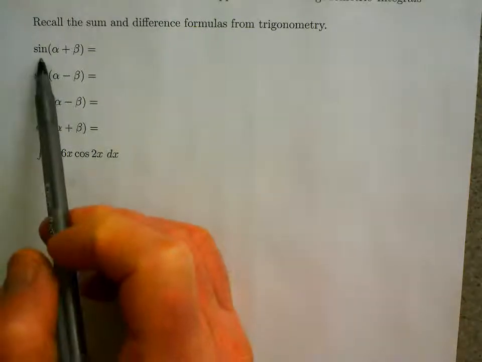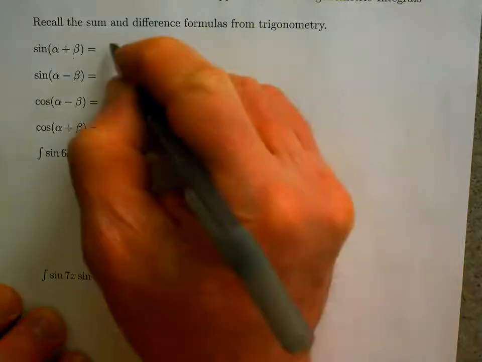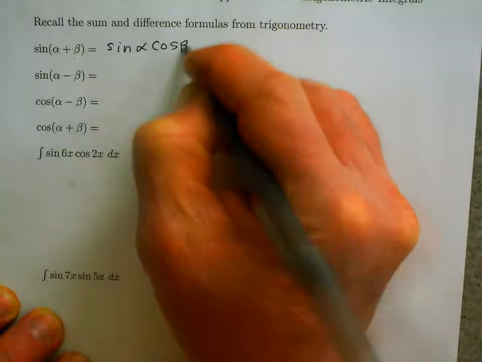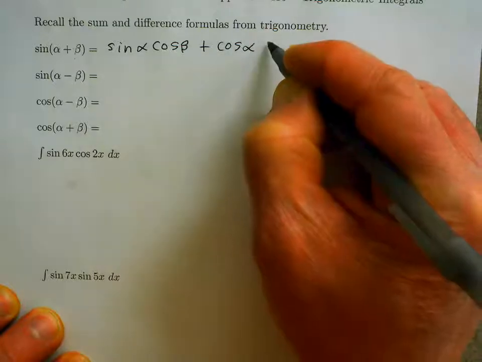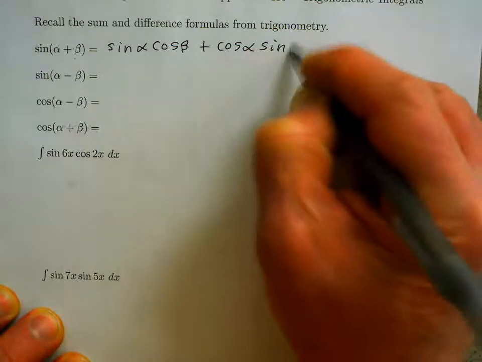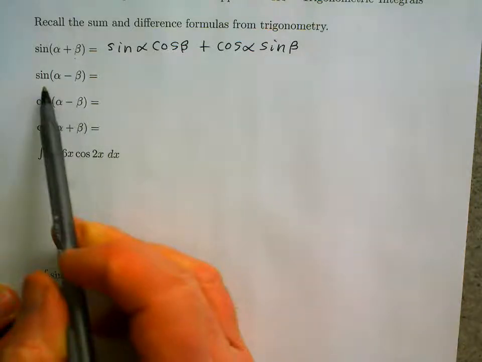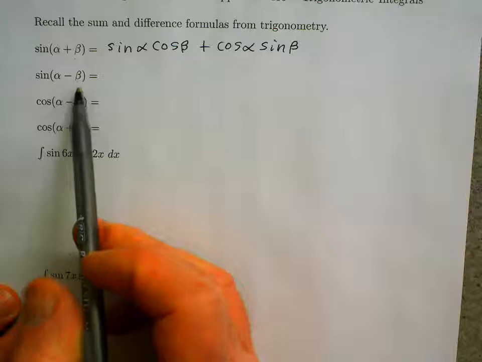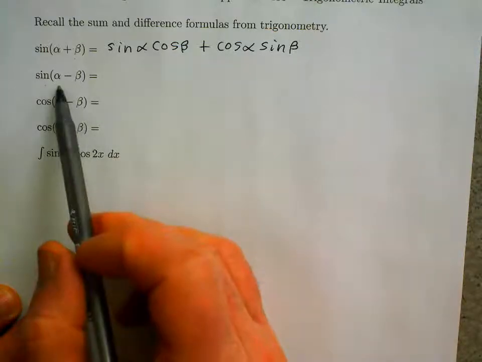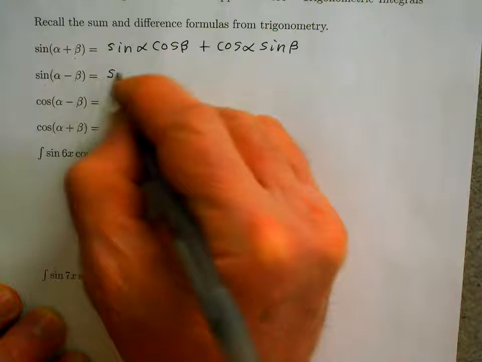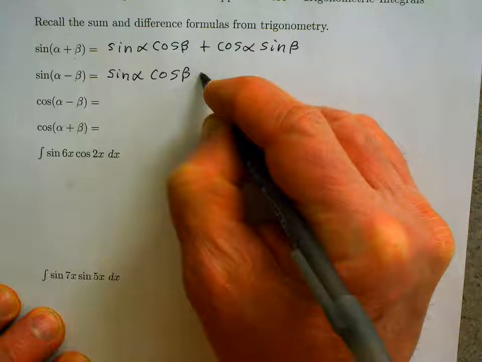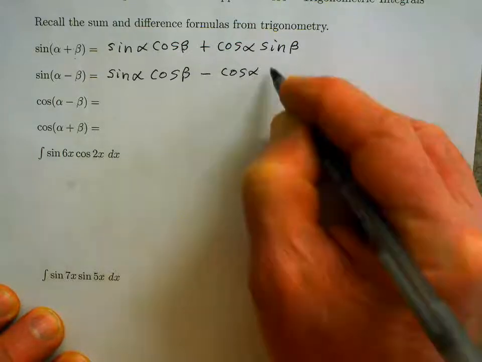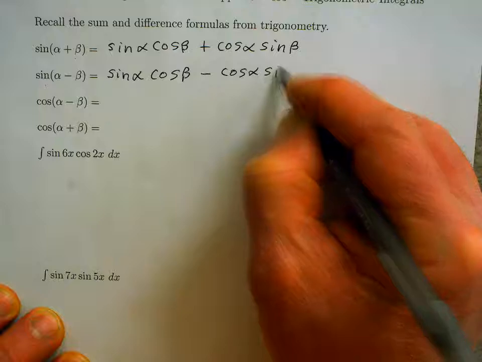So let's review those. Sine of alpha plus beta. This is sine of alpha times cosine of beta plus cosine of alpha times sine of beta. Sine of alpha minus beta follows a similar pattern. Sine of alpha minus beta is sine of alpha times cosine of beta, and then minus cosine of alpha times sine of beta.